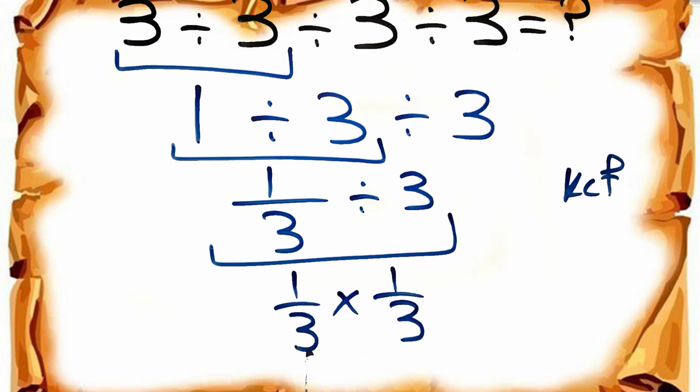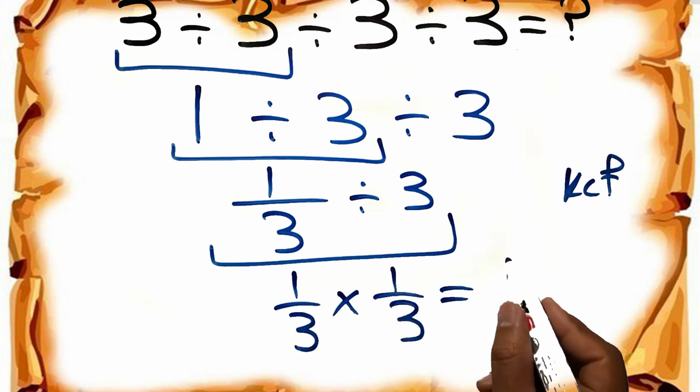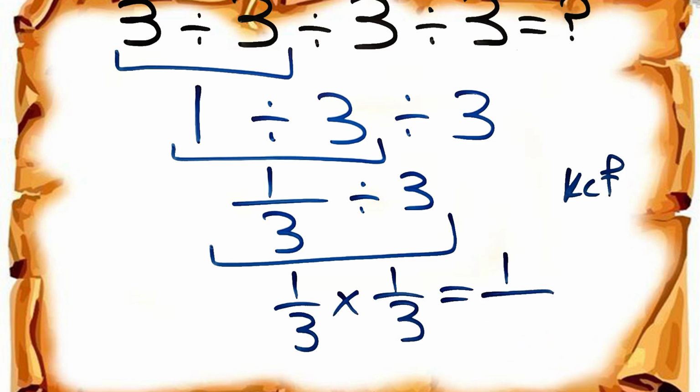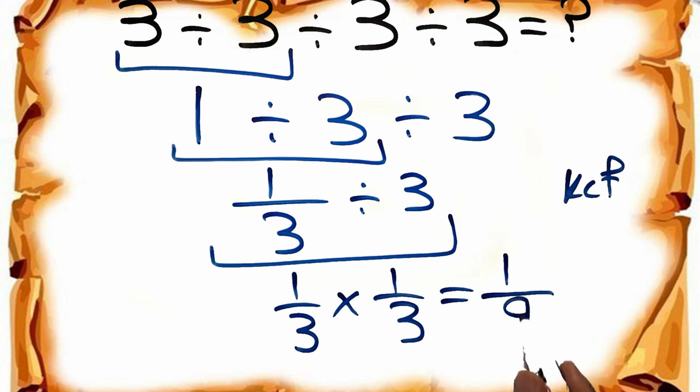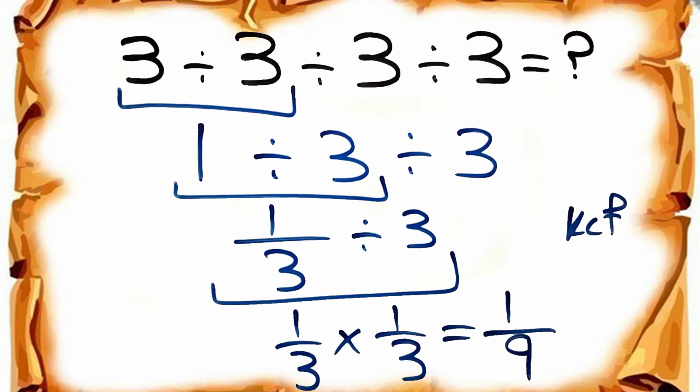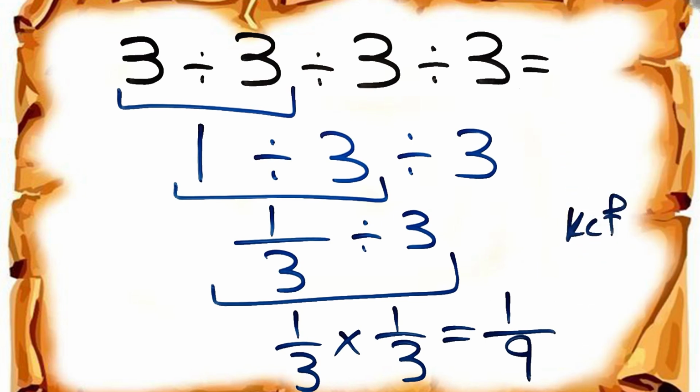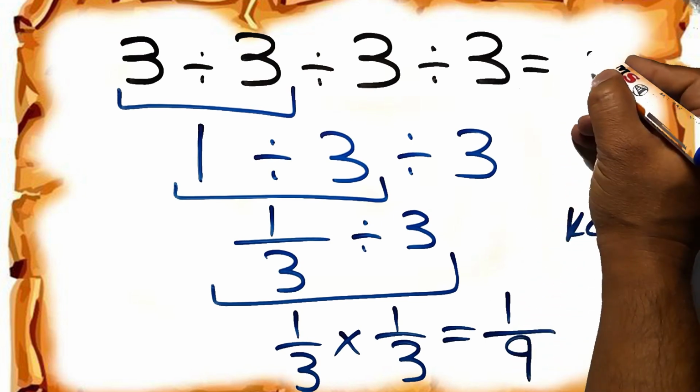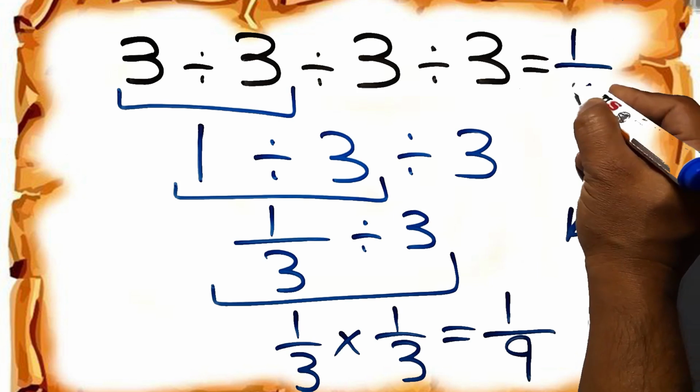So we have 1 over 3 times 1 over 3, which equals 1 times 1 gives us 1, so 1 over 3 times 3, which equals 9. So we have 1 over 9, and this is our final answer to this problem. The correct answer is 1 over 9.